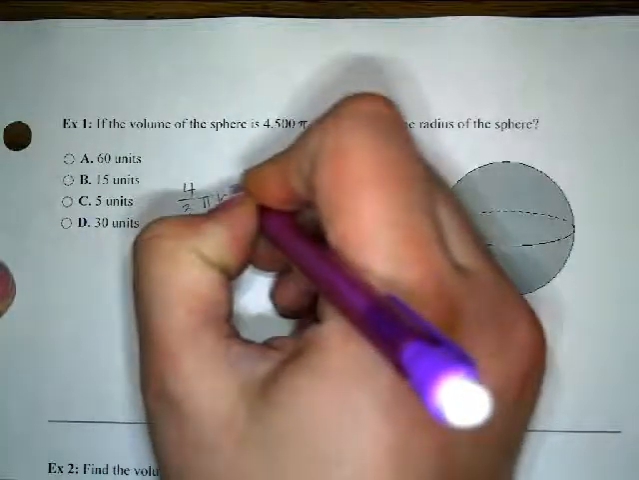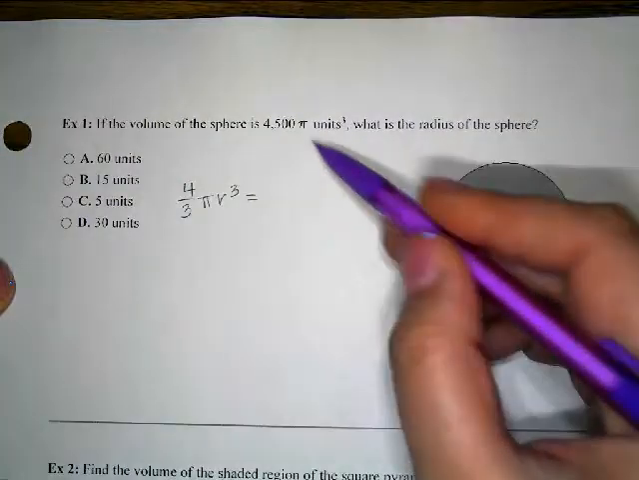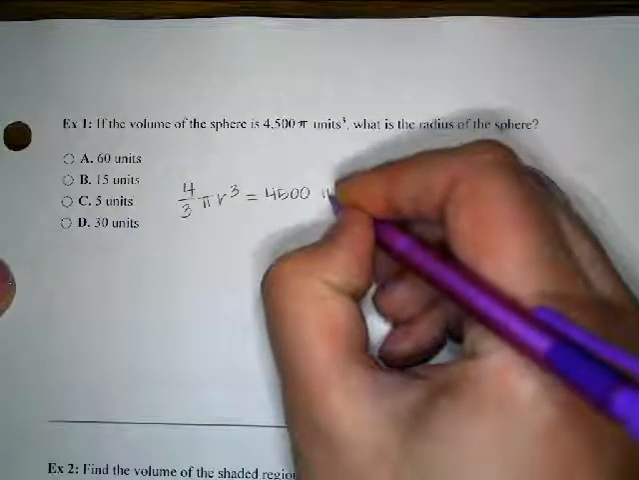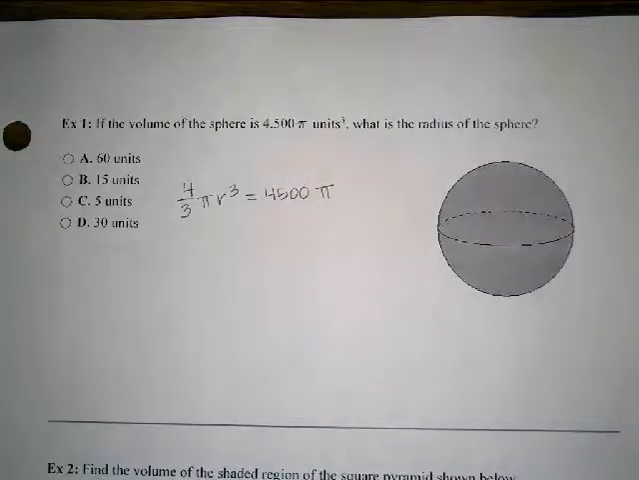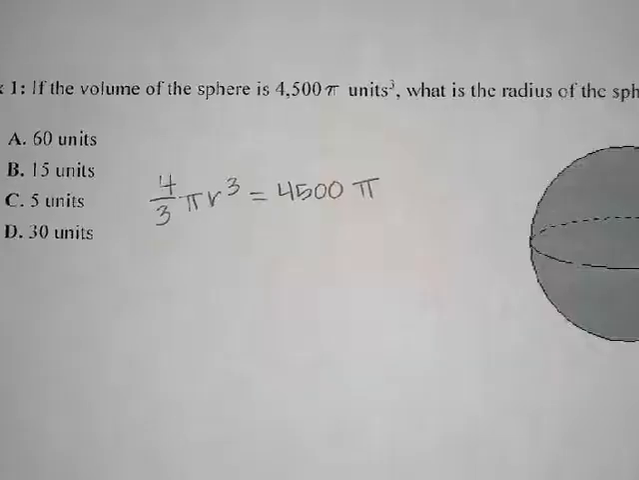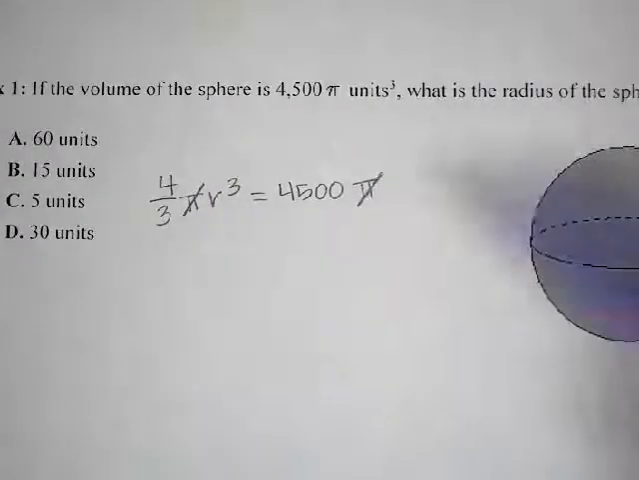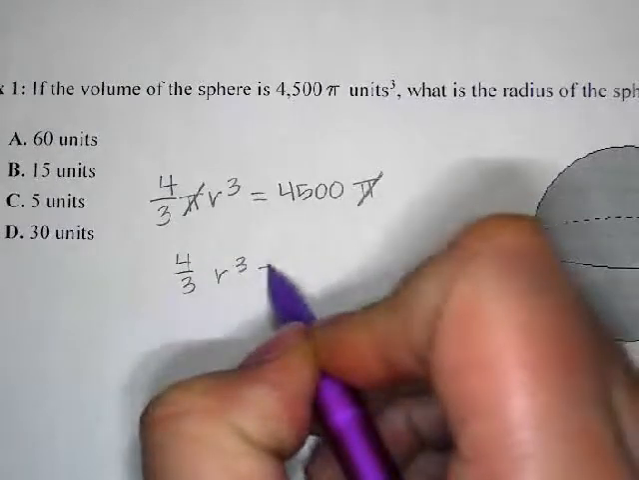And then they told us that the volume is 4,500 pi. To make my life easier, I can see I've got the pi's on both sides, and those are confusing to deal with, so I'm just going to cross those out. One pi on each side, so I can cross them out. And so I've got 4/3 r cubed equals 4,500.